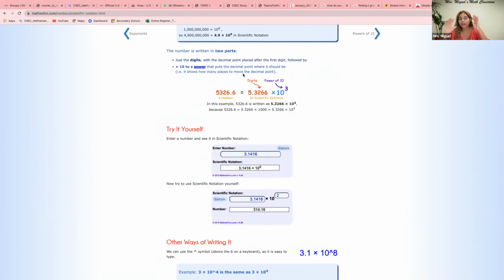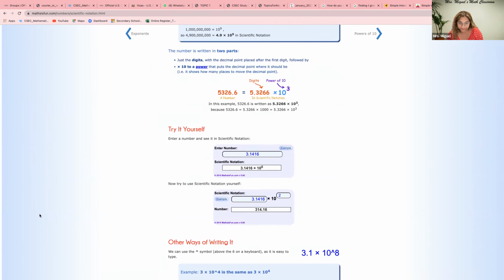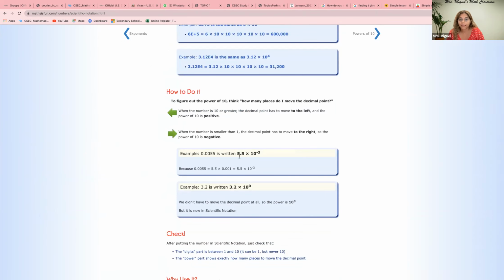If the number is very big, the power is positive. Take 0.0055. This is a small number, less than 1. So we start off with 5.5 times 10 to some power, and we move the decimal point 3 spaces, so it's 10 to the minus 3 because this is less than 1. So let's continue.